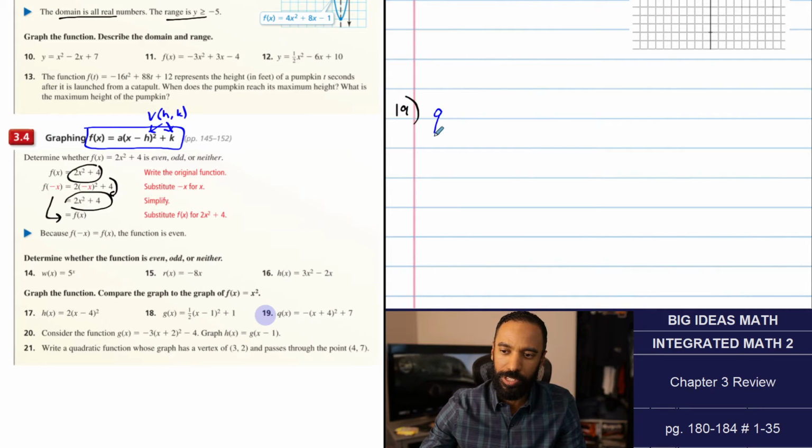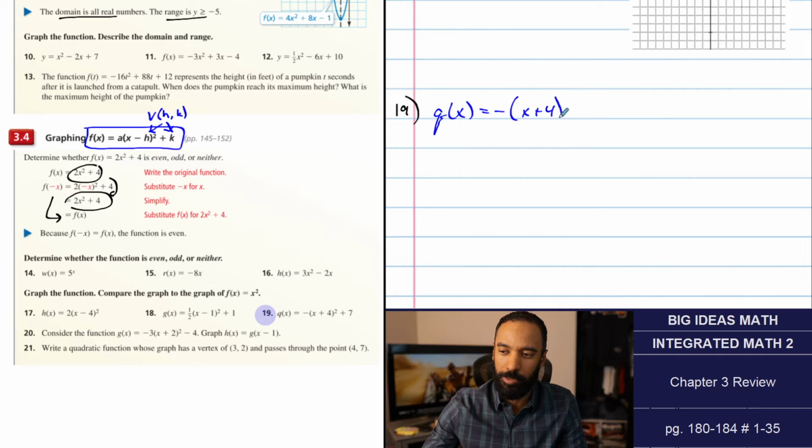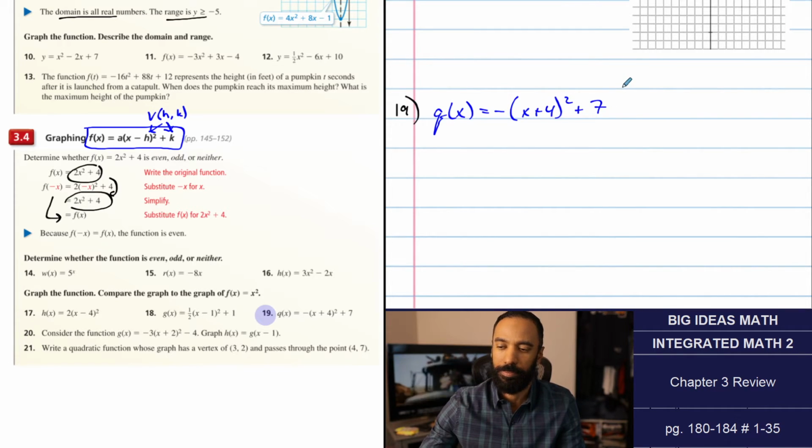Let's do q of x equals negative quantity x plus 4 quantity squared plus 7.